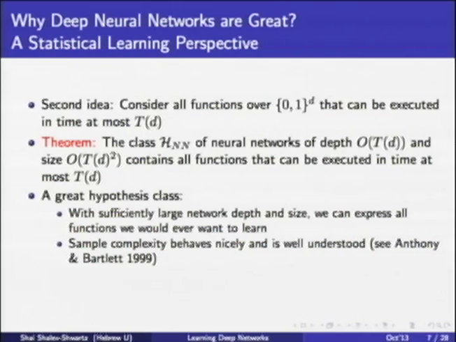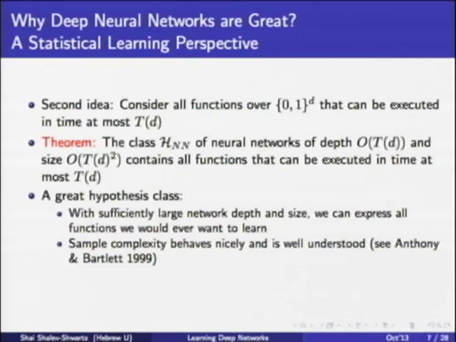Now, it is not very difficult to show that the class of neural networks of depth O of T of D and size O of T of D square contains all functions that can be executed on a Turing machine in time T of D. So neural networks, in that sense, are a great hypothesis class because, again, like the C++ thing before, it enables us to learn all the things that we can actually run, okay, which is what we should care about. And the sample complexity, again, a classic result, appears in the book of Peter Bartlett from 1999.